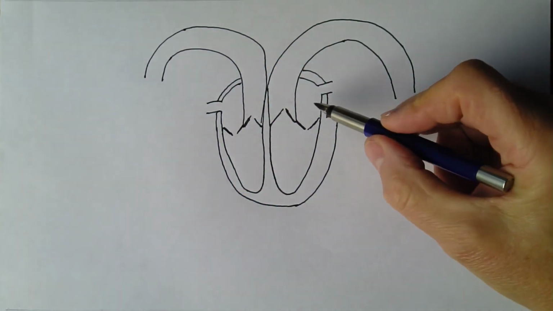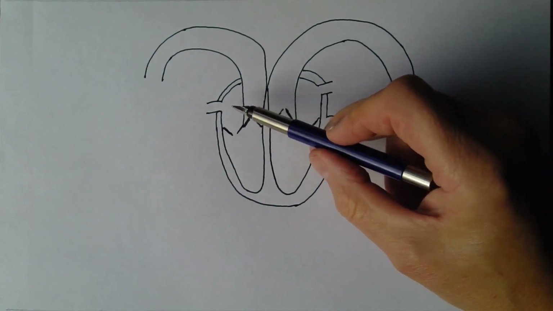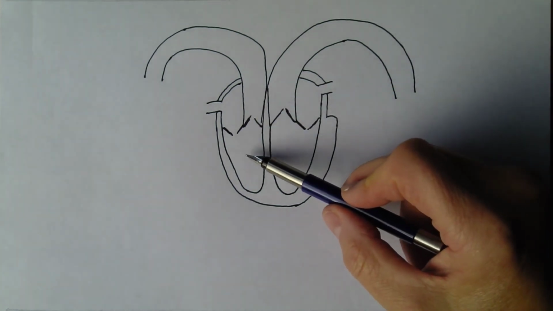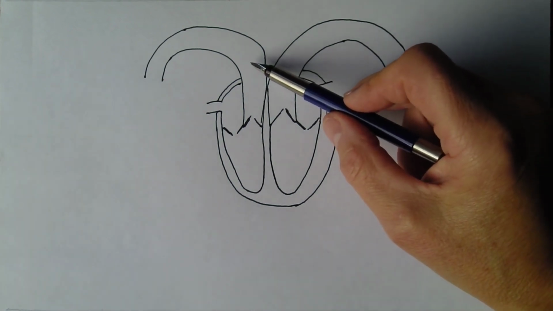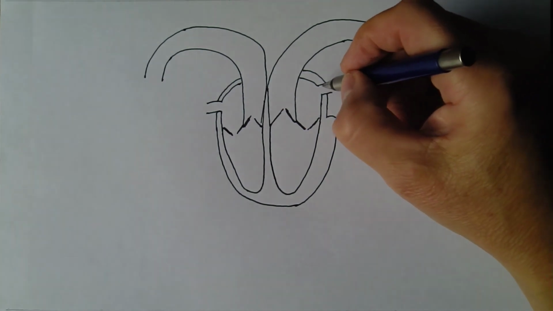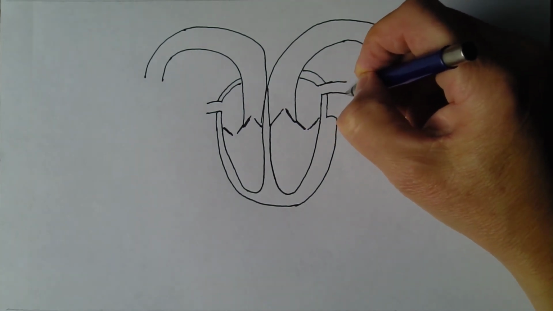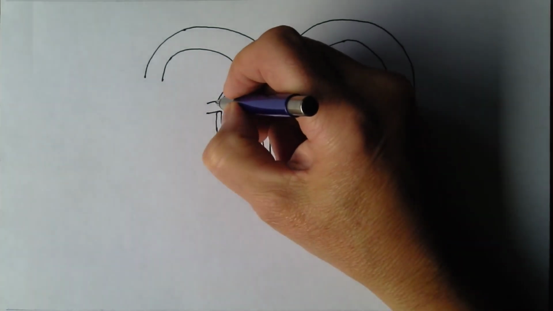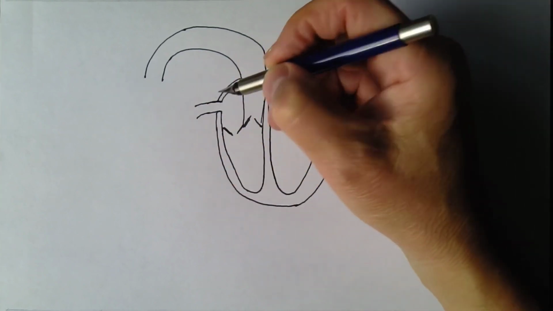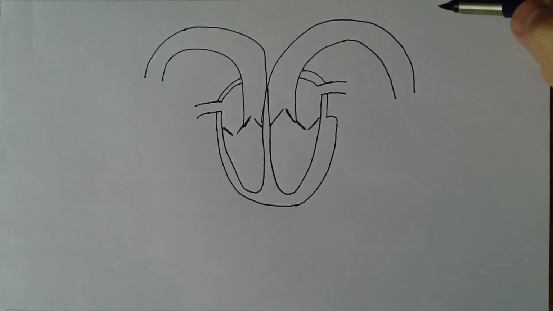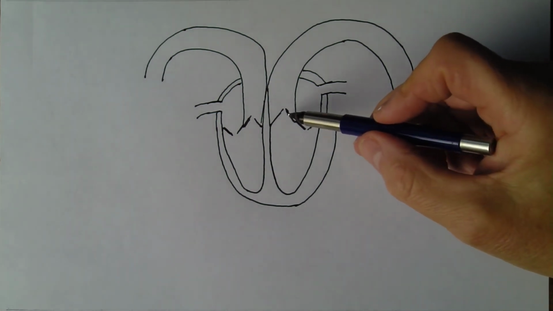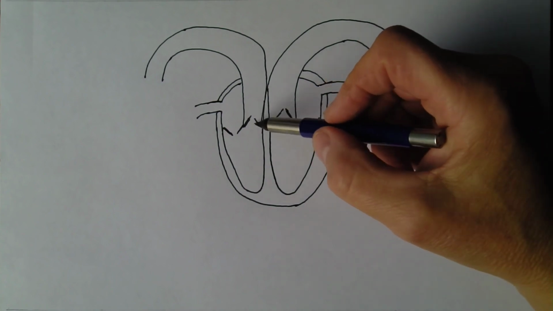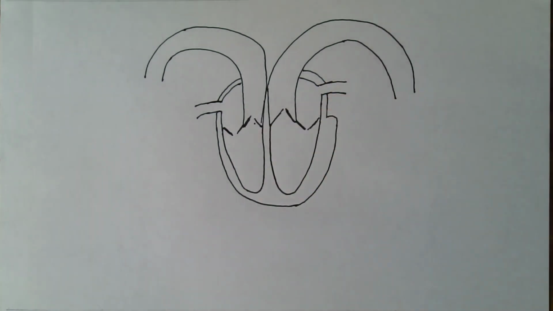So we have the left atrium and the right atrium, the left ventricle and the right ventricle, the aorta and the pulmonary artery. This vessel here is going to be representing the pulmonary veins. This vessel here is representing the inferior and superior vena cava. This is the mitral valve, this is the aortic valve, this is the pulmonary valve, and that's the tricuspid valve. So that's the basic heart.